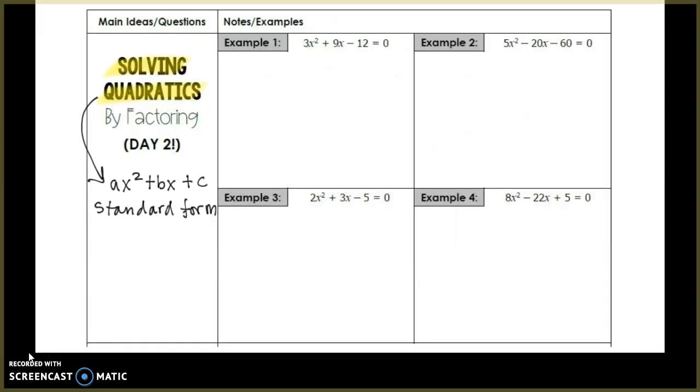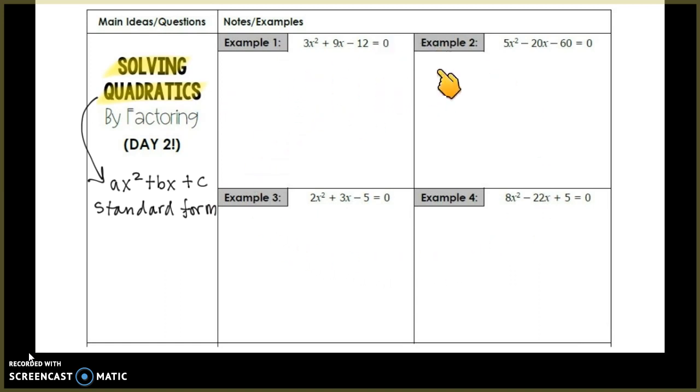So the top part of your paper is going to be the examples I'm going to work through with you, and the bottom part is like your little practice. And so again, if you want to write this down in your paper, you can. A quadratic function is in this form: ax squared plus bx plus c, and this is standard form where a, b, and c are generally integers. And so here are 4 examples we're going to talk about today.